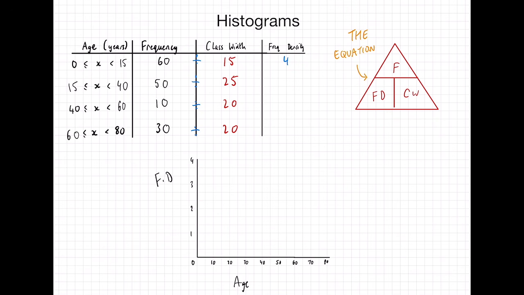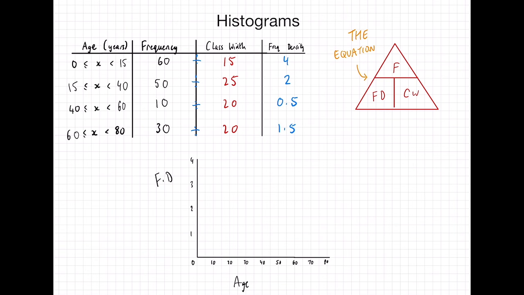So 60 divided by 15 is 4. 50 divided by 25 is 2. 10 divided by 20 is 0.5 or a half. And 30 divided by 20 is 1.5. What we then have to do is plot this data onto our histogram.